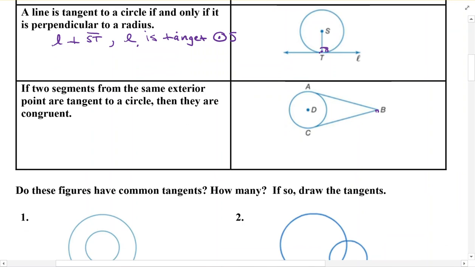In the next diagram here, we have two tangents, AB and CB. They both intersect outside of the circle at point B. So since that happens, we know that AB is congruent to BC.